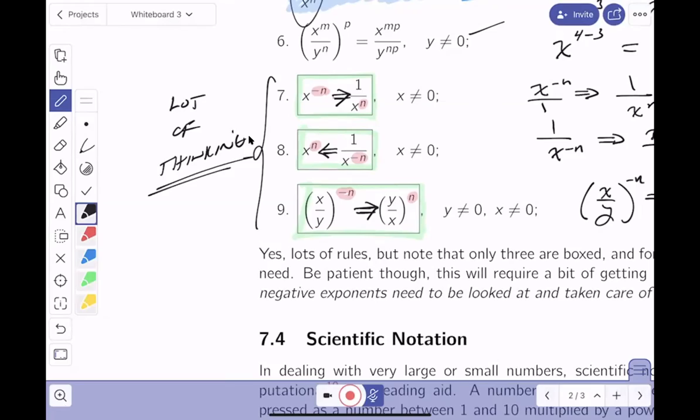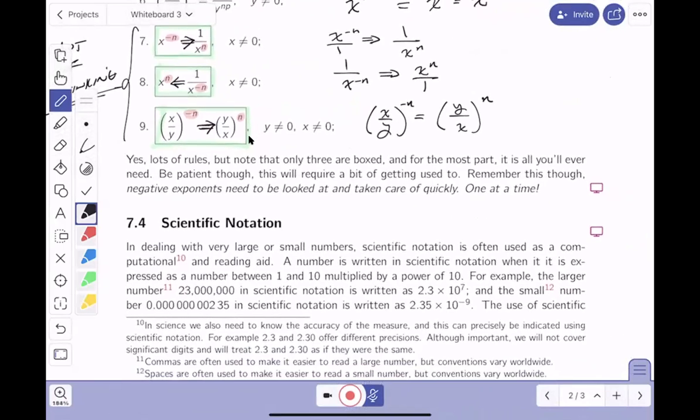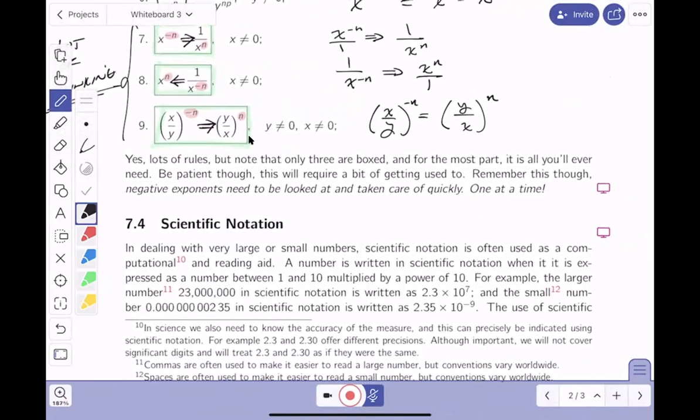And you need to spend time doing that. So I'm going to claim when I do the problems, I notice a lot of rules. Right now we listed 9 rules. There's a lot of rules. What am I claiming though? My claim is, although there's a lot of rules, I only got 3 boxed rules. Only 3 are boxed. And for the most part, you need to understand 1 through 6 as a conceptual problem. 7, 8, and 9 over time will sink in.